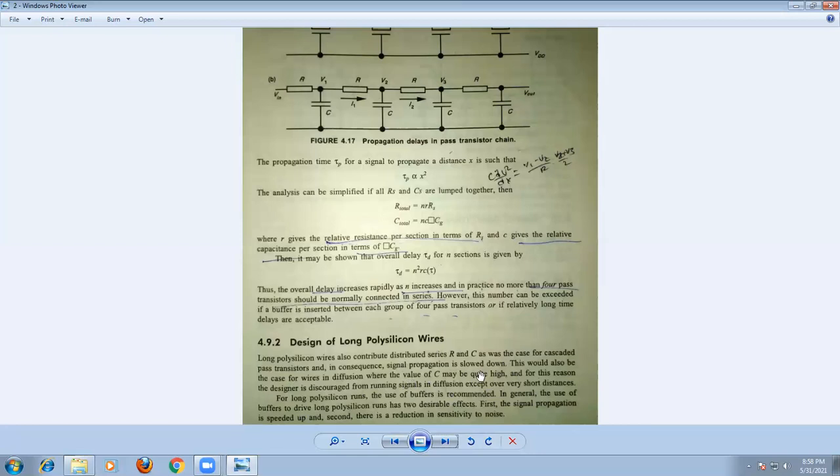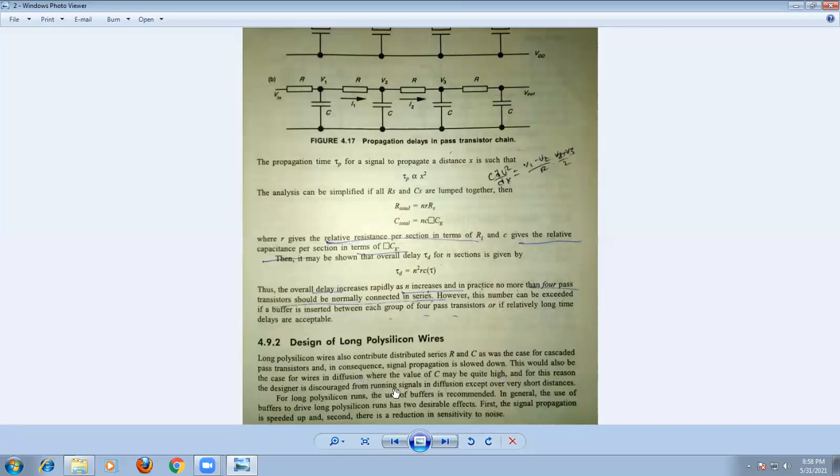The polysilicon has less resistance compared to the diffusion layers. Therefore, when you use diffusion layers to transmit a signal from one point to another, because the diffusion layers have very high resistance, what happens? The delays will be very, very large. Delays will be quite high in that case.